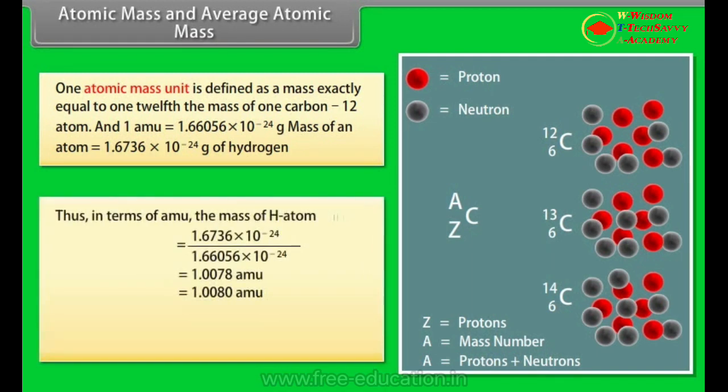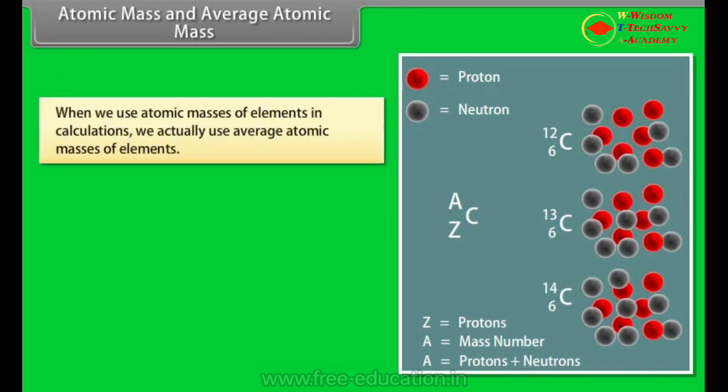Thus, in terms of AMU, the mass of each hydrogen atom is equal to 1.6736 × 10^-24 divided by 1.66056 × 10^-24, which is equal to 1.0078 AMU, which equals 1.0080 AMU. Similarly, the mass of an oxygen-16 atom would be 15.995 AMU. When we use atomic masses of elements in calculations, we actually use average atomic masses of elements.